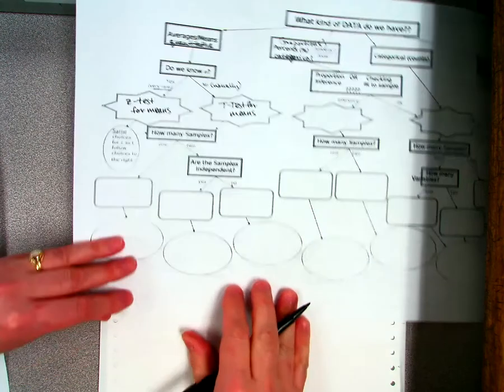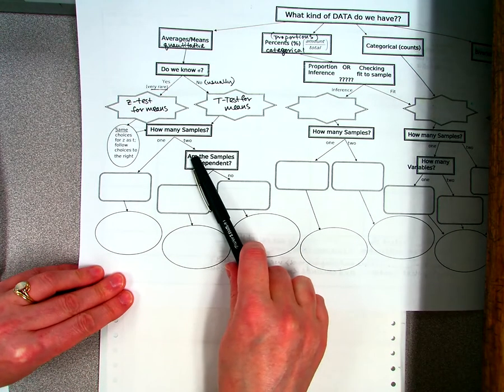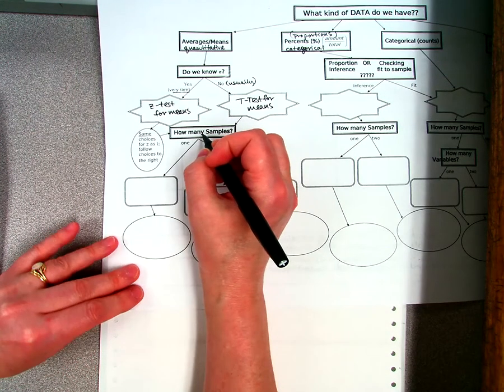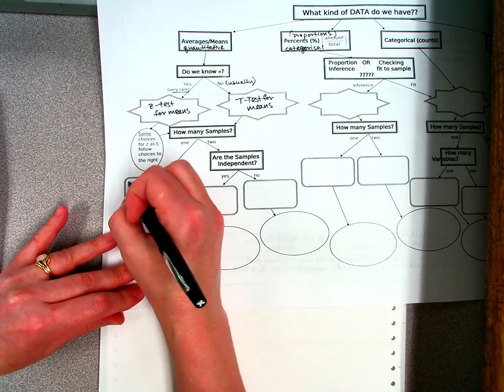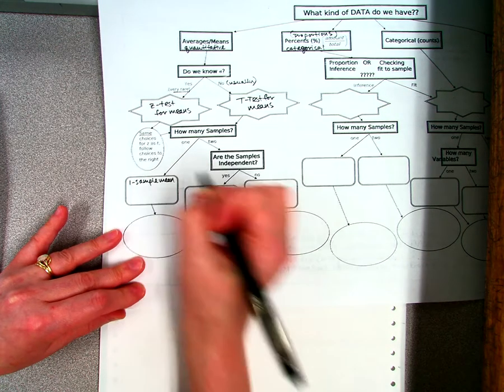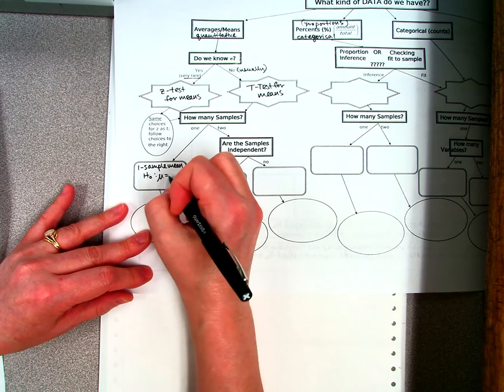Then you ask yourself, how many samples are there? If it's 2 samples, then you're moving into chapter 10 stuff. So I'm going to focus on the 1 sample thing. If you have 1 sample and means, then it's a 1 sample mean situation. And that's the null hypothesis that is mu equals mu 0.